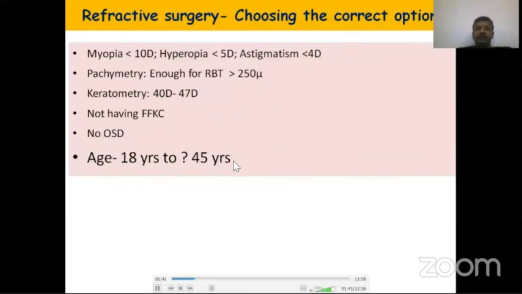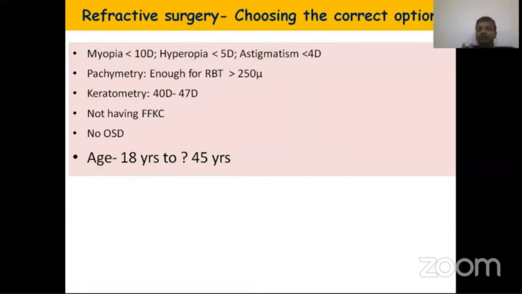I'll just give a scenario for choosing the correct option. Usually, refractive error correction by refractive surgeries is approved by US FDA for up to myopia of 10 diopters, with hyperopia of 4 to 5, with astigmatism of up to 4 diopters. And pachymetry, there should be enough residual bed thickness, which is usually more than 250 microns, and keratometry ranging from 40 to 47 diopters.